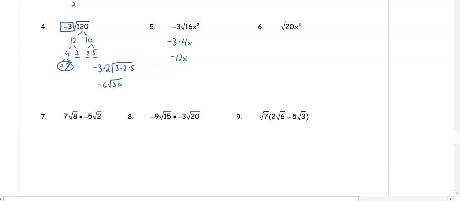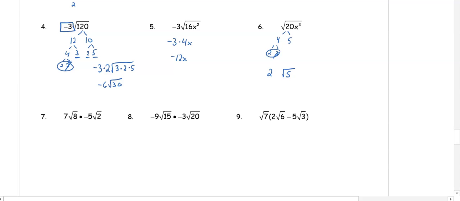In number 6, the square root of 20x to the third. Now, we don't know the square root of 20, so we're going to make a factor tree. So we would have 4 and 5. 4 would break down to 2 and 2. So we would have a pair of 2's, and we would have a 5 left under the radical.